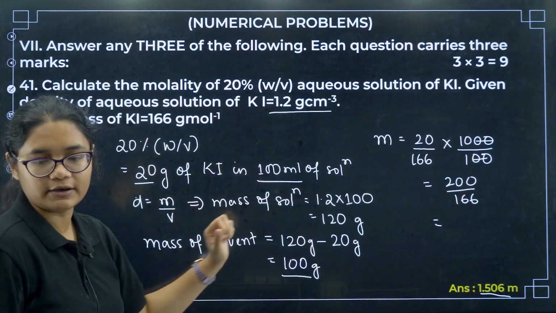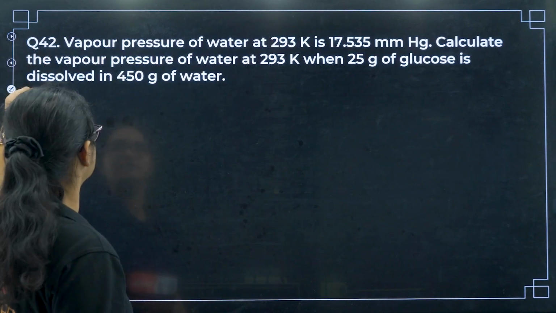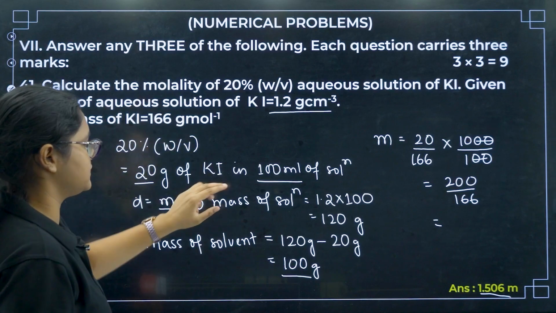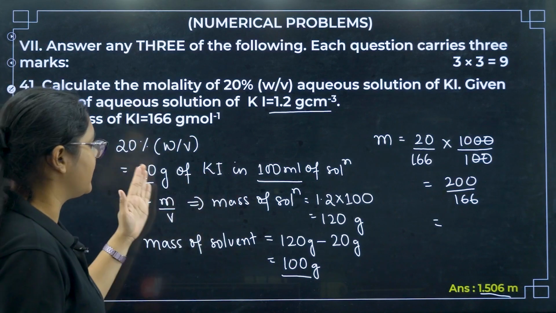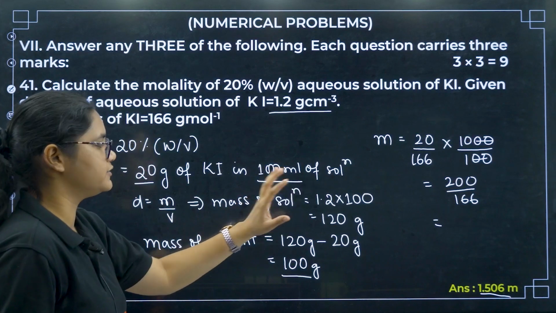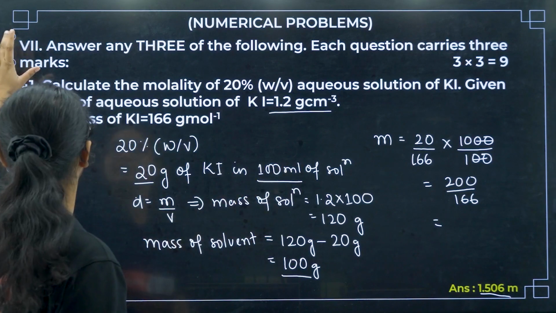Okay, you can solve it and you can find the answer. Next, this was, I can say, a little difficult question because you have to identify this term. 20% W by V means 20 gram of KI in 100 ml of the solution. Okay, that is what you have to identify.